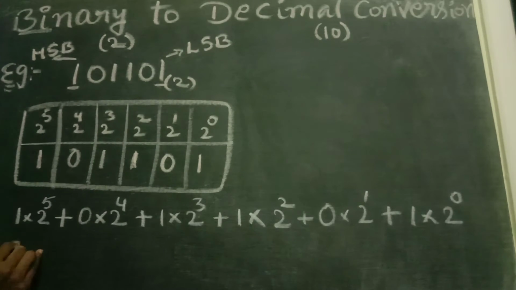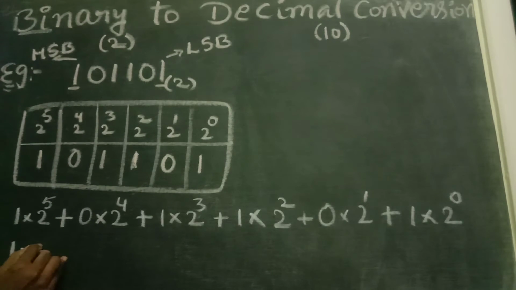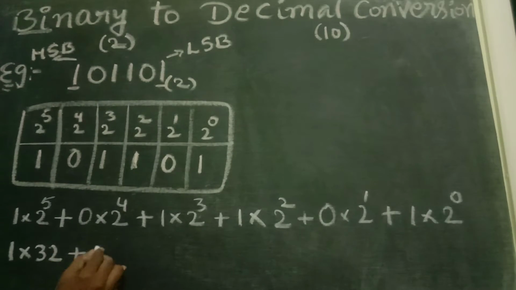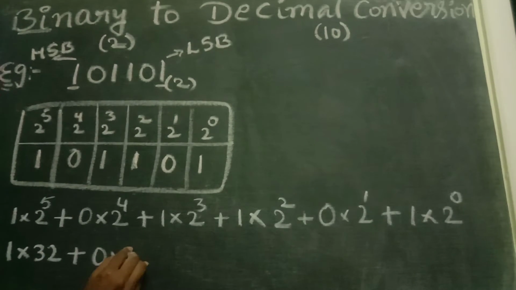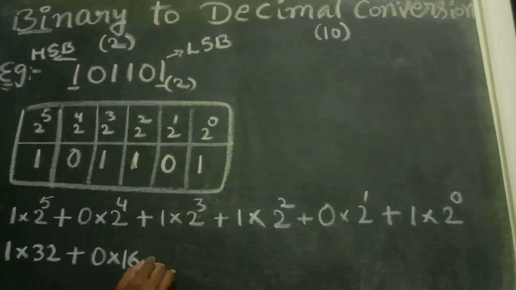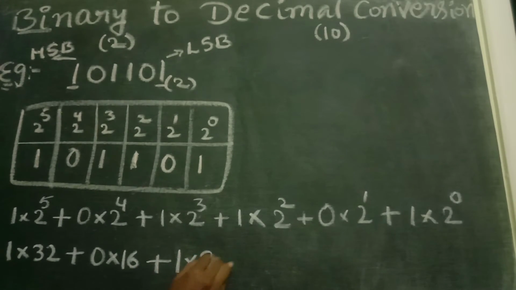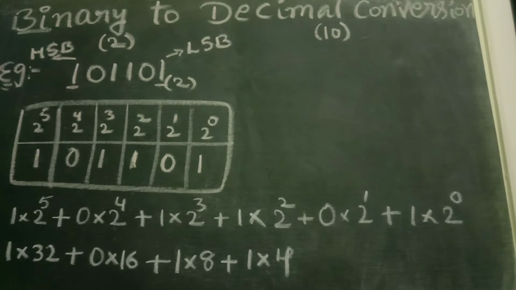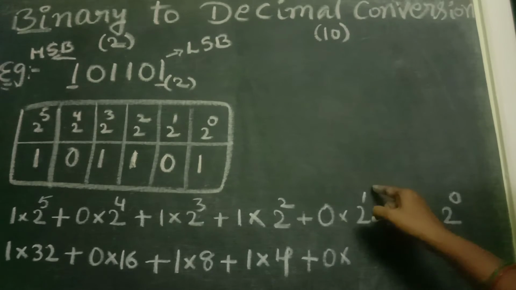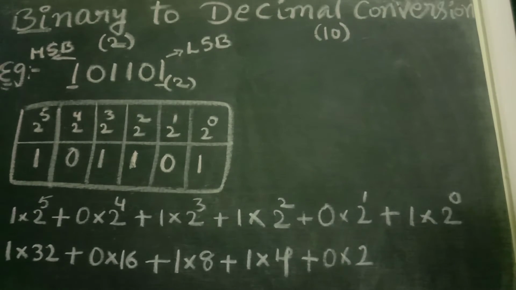Next step. 1 into 2 power 5 means 32. Plus 0 into 2 power 4, 16. 2 power 4 is 16, that means 2 2s are 4, 4 2s are 8, 8 2s are 16. Plus 1 into 8. Plus 1 into 4, 2 square, 2 2s are 4. Plus 0 into 2 power 1, means 2 only.